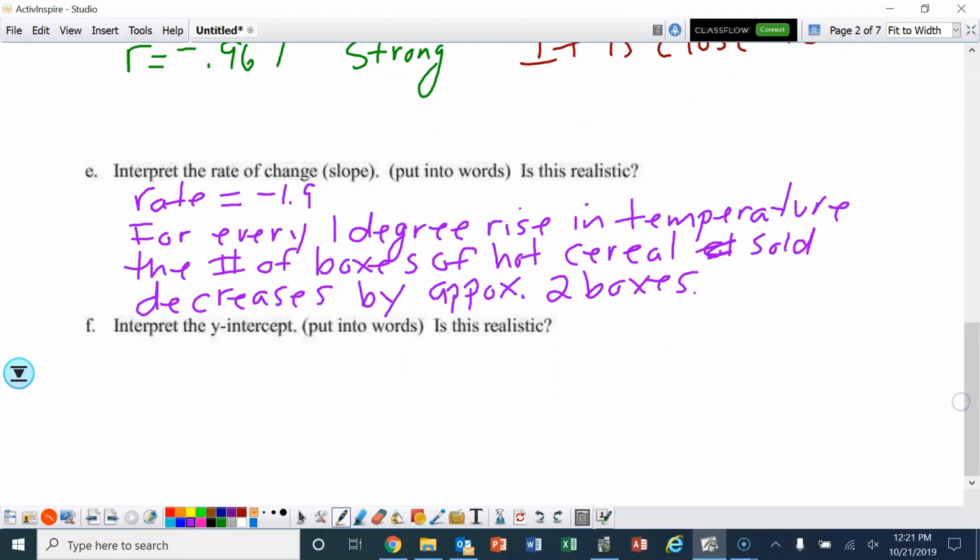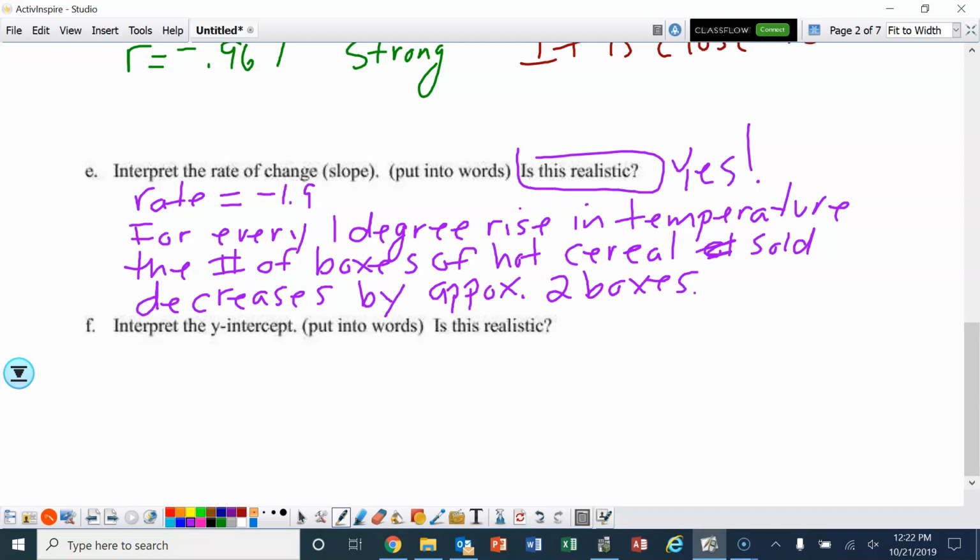All right, interpret the Y-intercept. Oh, not done with the other one. So going back, is this realistic? Yes, it is realistic. Okay, think about it. It's warmer outside, 2 fewer boxes of hot cereal are sold. That is realistic. Okay, nothing wrong with that.